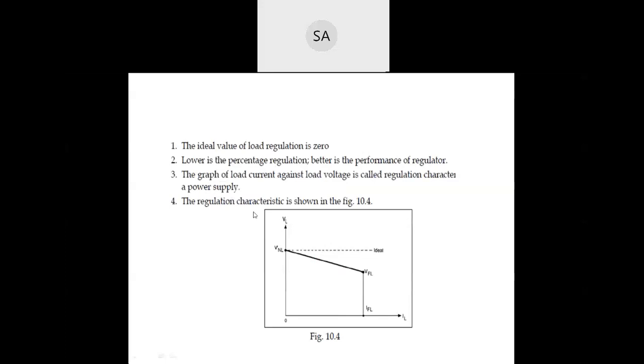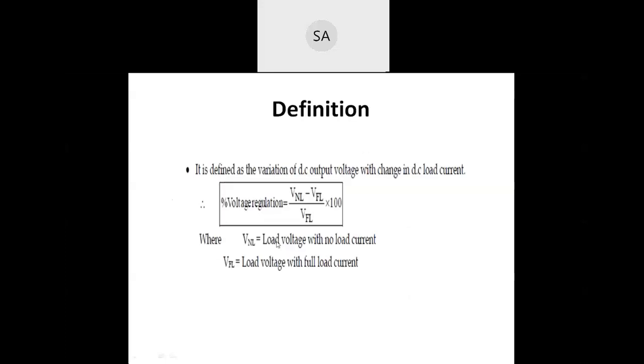Here, VNL is the load voltage with no load current, and VFL is the load voltage with full load current. So the no load voltage minus the full load voltage, divided by the full load voltage, into 100, is the percentage of voltage regulation.